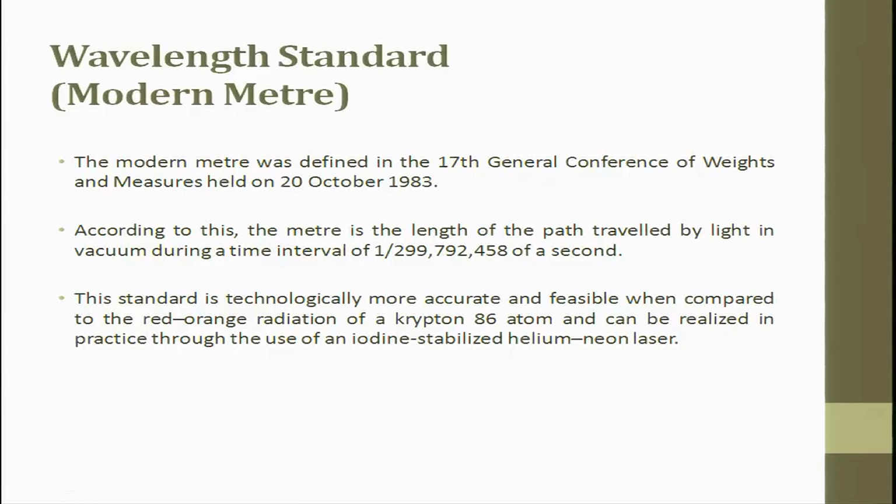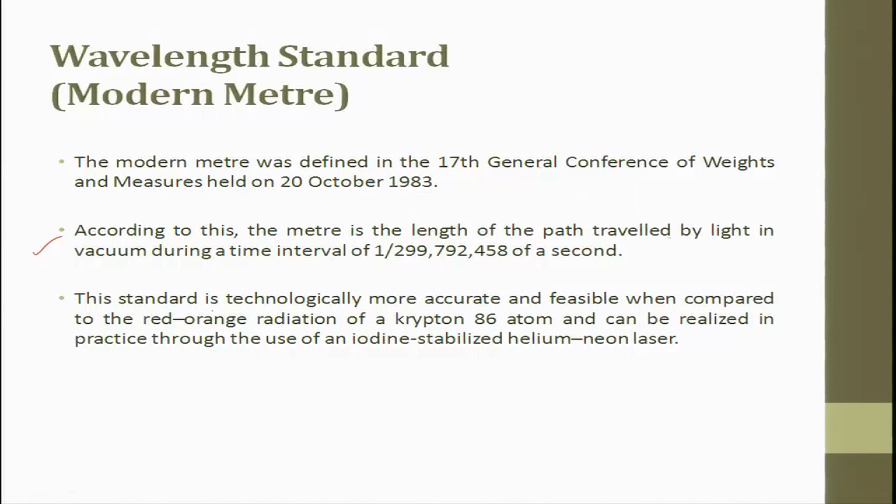The modern meter was defined in the 17th General Conference of Weights and Measures held on 20th October 1983. According to this, the meter is the length of the path travelled by light in vacuum during a time interval of 1 by 299,792,458 of a second. So, this is the definition which is accepted for meter.